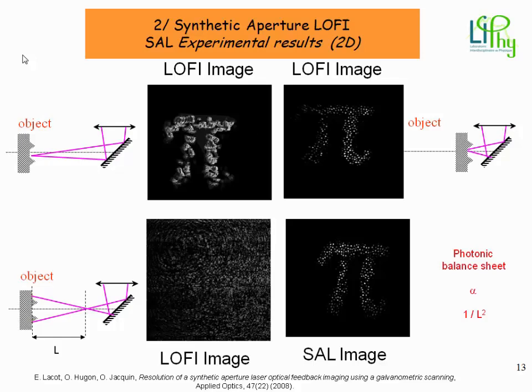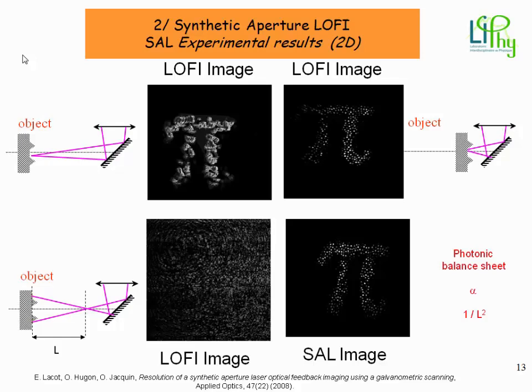So it works, but there is a drawback with the synthetic aperture method. This drawback comes from the small number of photons which are collected to form the synthetic aperture image. Indeed, the number of photons decreases proportionally to the square of the distance between the focal spot and the target. And this drawback is due to the confocal filtering of the optical reinjection.